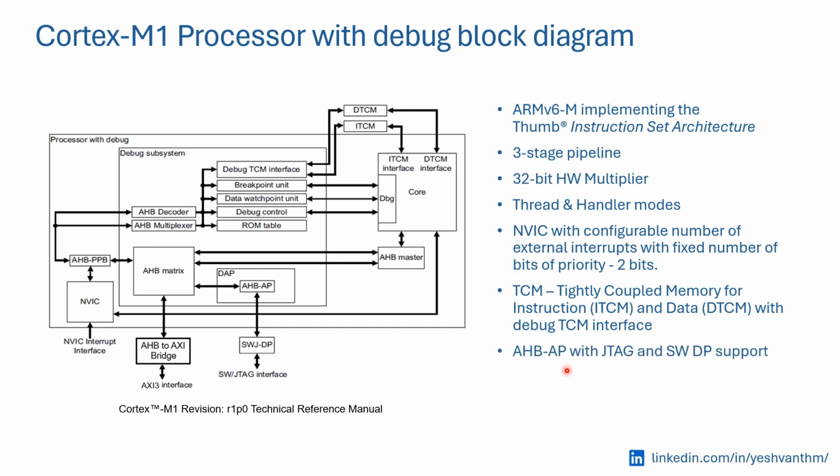An HB-AP with JTAG and serial wire debug support. This HB-AP master is the highest priority master in the HB matrix. And we also have breakpoint and data watchpoint unit support for debug.